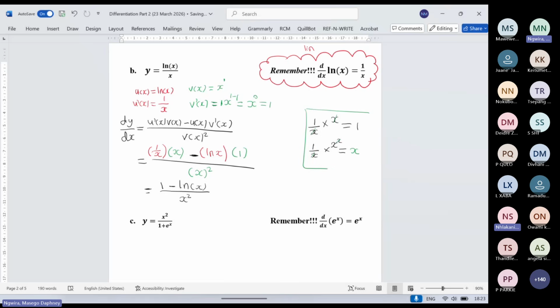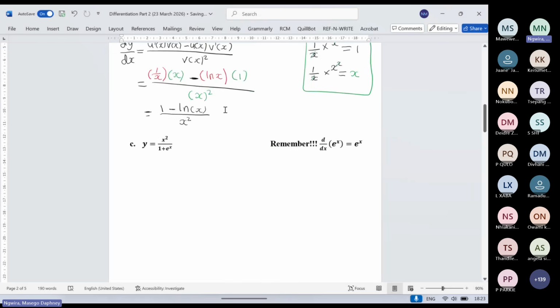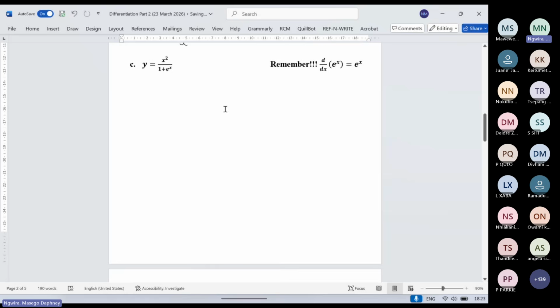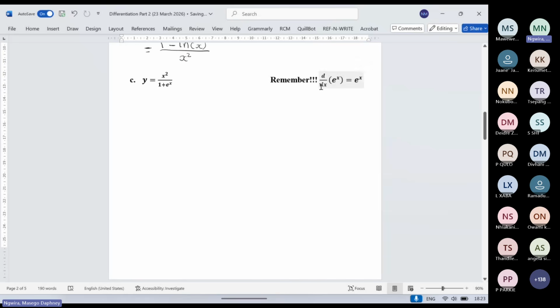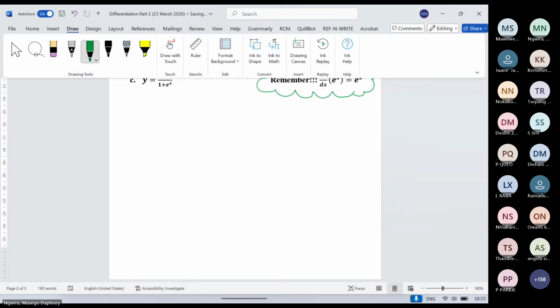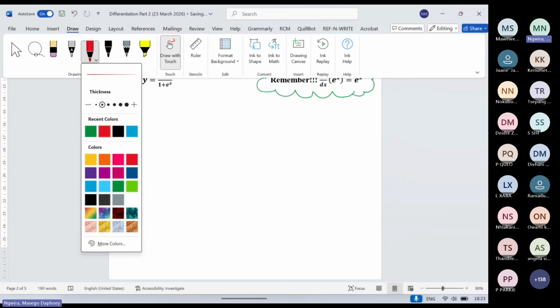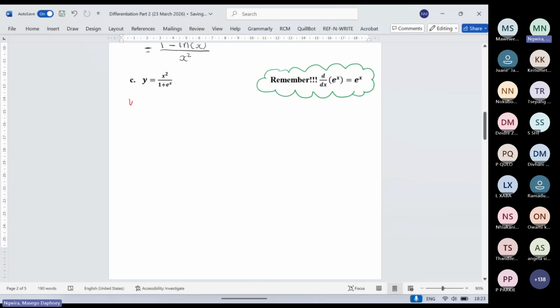All right, and then now we move on to C. I'm going to do the same thing again. Remember that the derivative of e to the power of x remains the same. It's just e to the power of x. So we're going to follow the rule again. We're going to start with the u of x. Our u of x is going to be x squared. Whatever is at the top is our u of x.